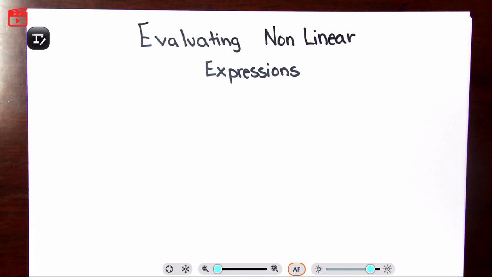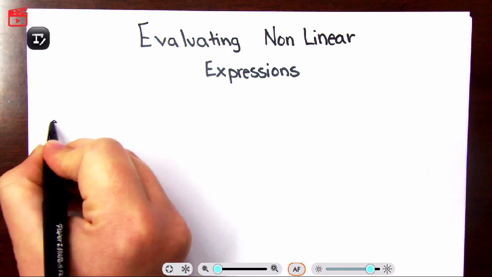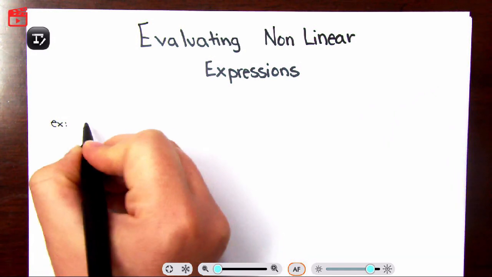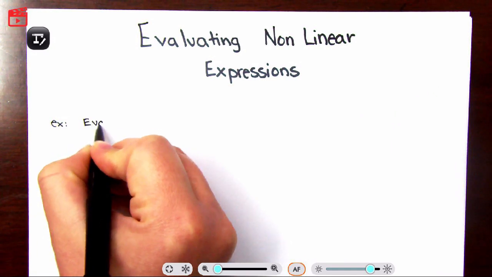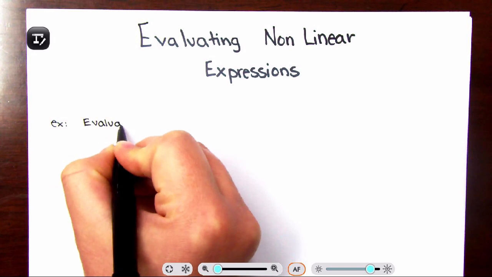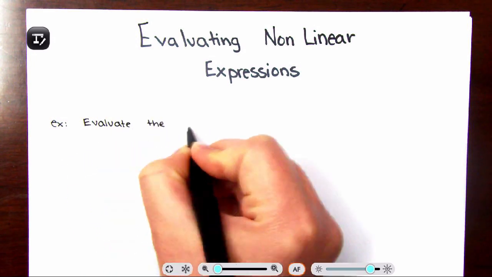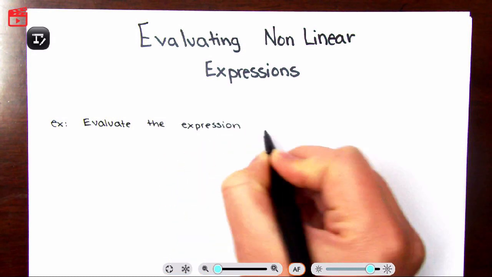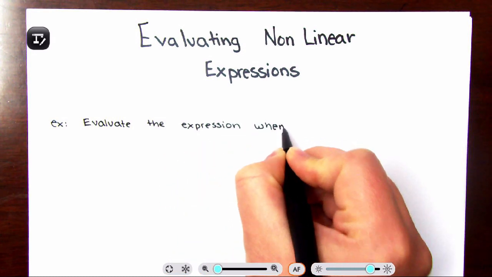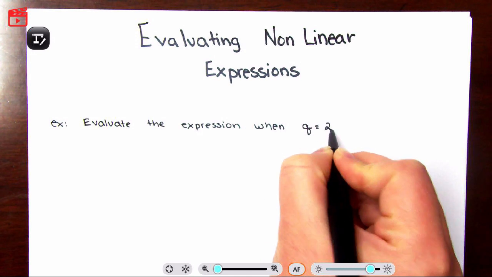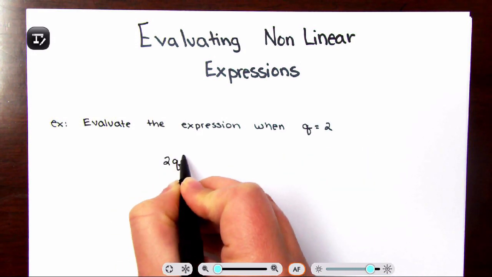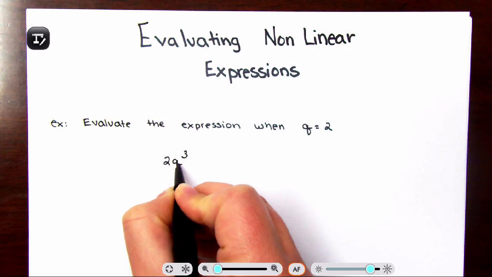Let's go ahead and start with the very first one. We're just going to jump into examples. It says evaluate the expression when Q is equal to 2. And now what they give us for the question is 2Q cubed.